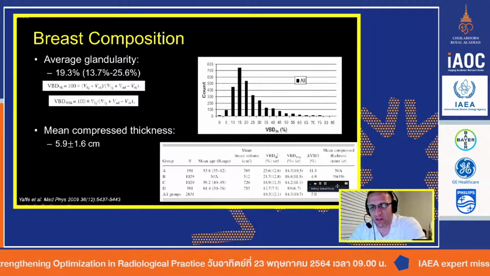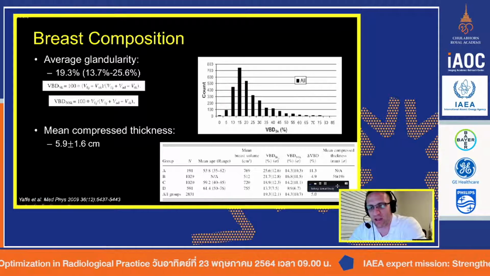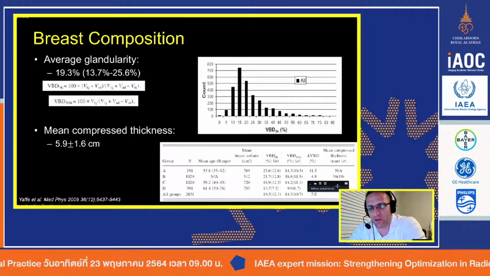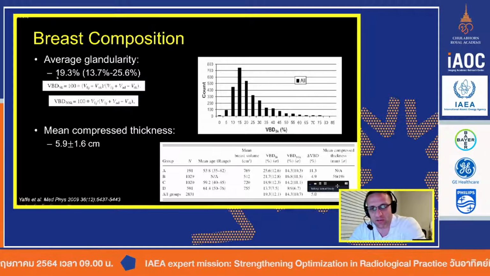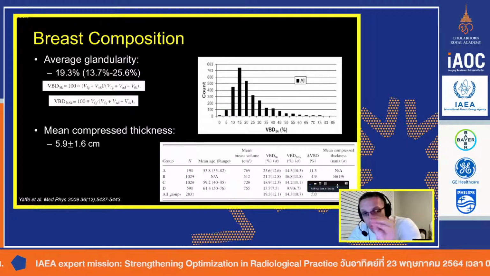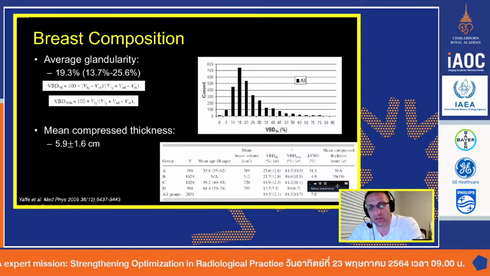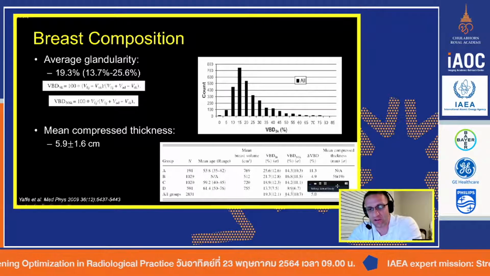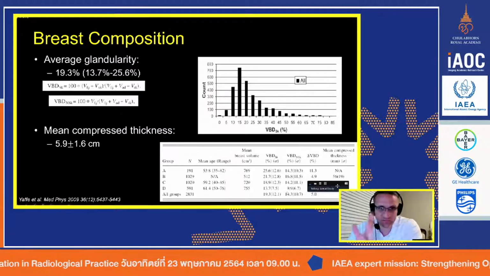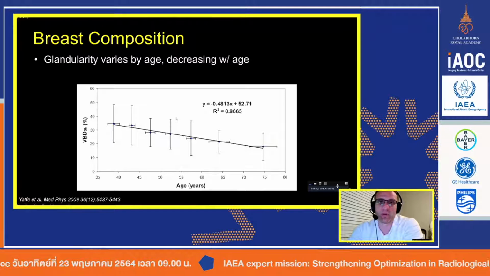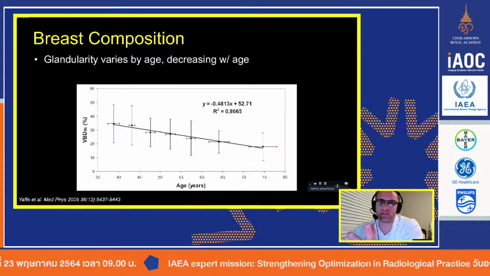I simply point out the fact that depending on how they calculated, if they calculated the mean glandular volume when you consider skin, that's how it came up with the 19%. If you take the skin out of the calculation, so it's truly just the glandular material inside the breast, the average is actually 14%.